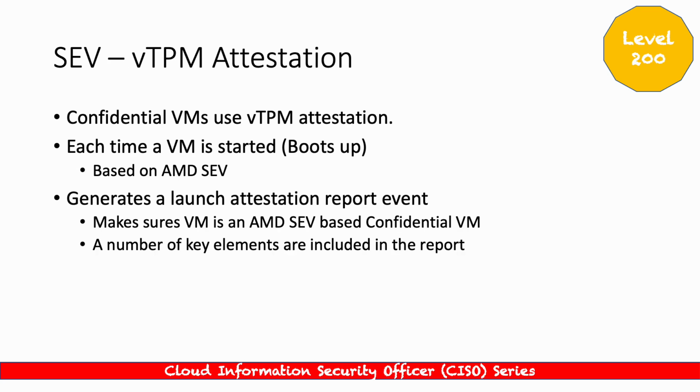Next benefit is attestation, specifically vTPM attestation. Confidential VMs use the virtual TPM attestation. The way it works is each time a virtual machine is started, essentially when it boots up, based on the AMD SEV, it generates a launch attestation report event. Why is that important? That report is critical because it makes sure that the confidential VM is being based and run off the AMD SEV.